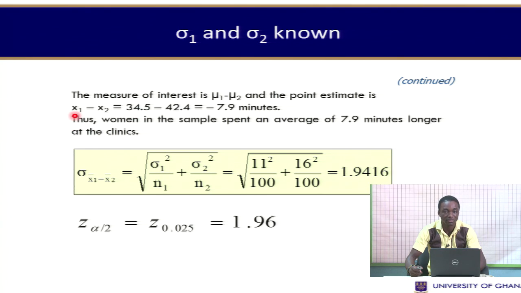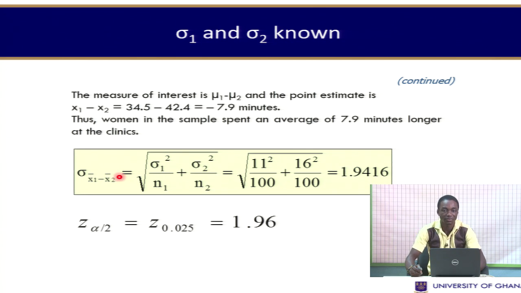Our measure of interest, as stated in the question, is to find a confidence interval estimate for the difference in means, which is mu1 minus mu2. Hence, our point estimate is given as x1 bar minus x2 bar, which is 34.5 for the males, that is group 1, and then 42.4 for the females, which is group 2. That gives us a difference of negative 7.9 minutes. That is, women in the sample on average spend 7.9 minutes longer at the clinics than their male counterparts.